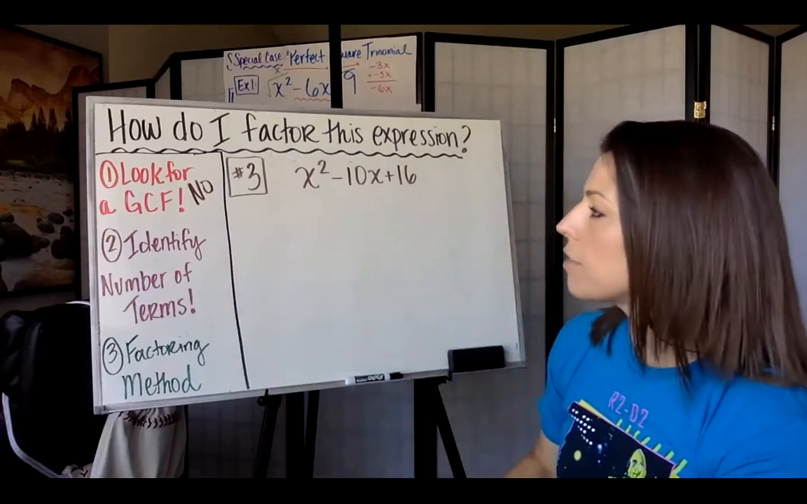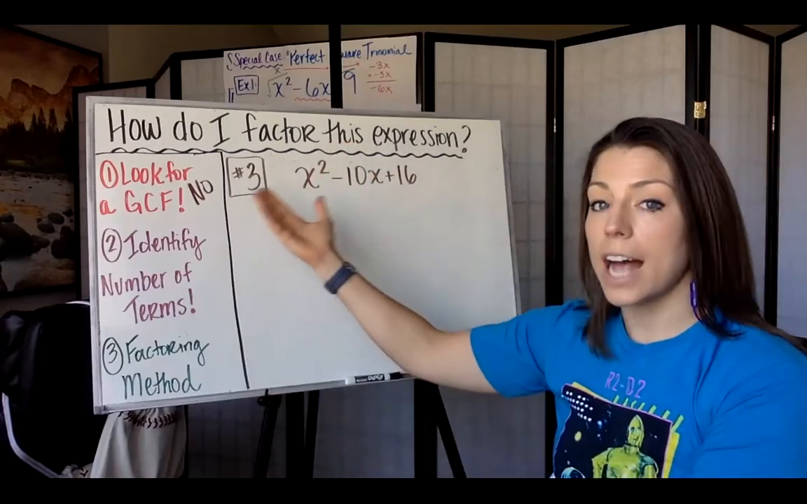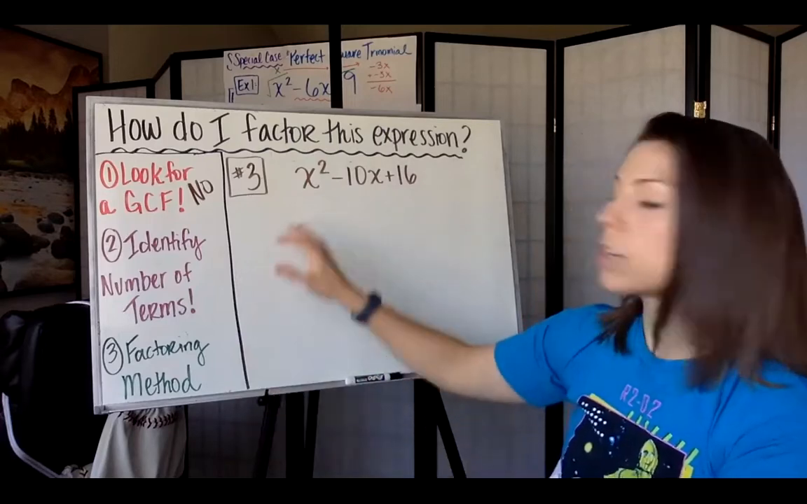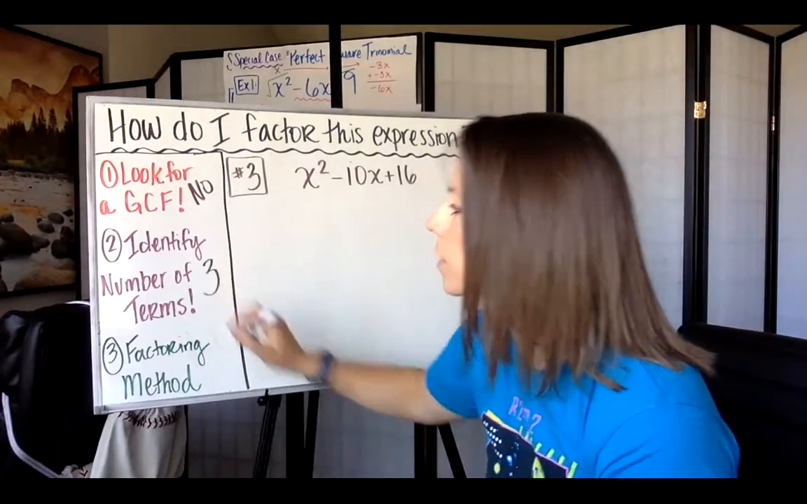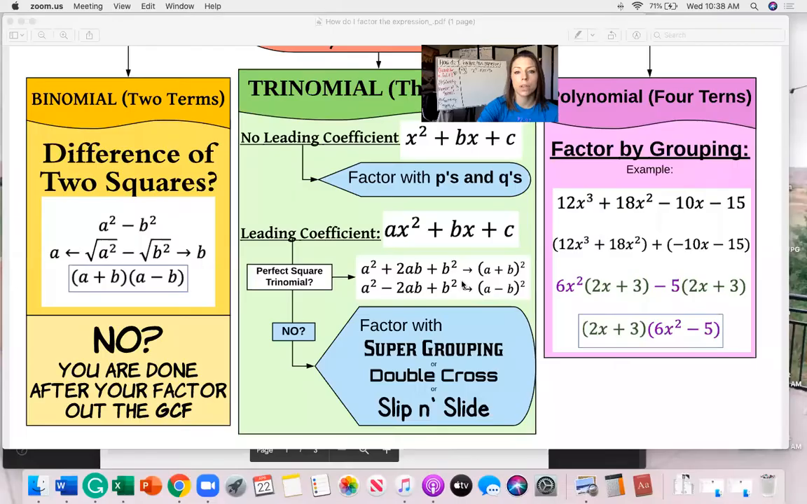Step 2, identify the number of terms. Well, because we didn't factor out anything, it still has the same number of terms. There's no parentheses like we had in example 1. So how many terms do we have here? We have 3 terms. All right, now let's take a look at our flow chart.